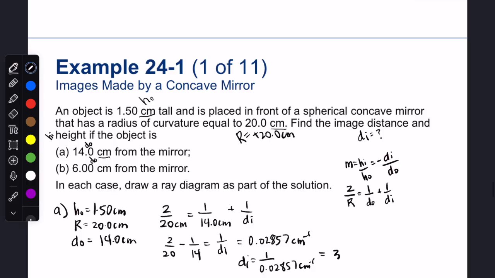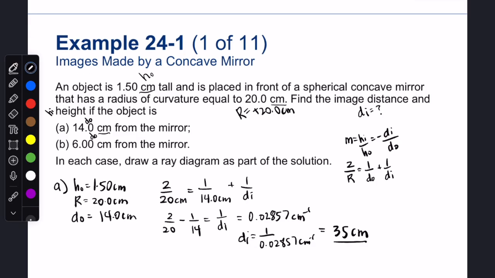That's 35. So the image is 35 centimeters from the mirror. And it's a positive value, isn't it? So that means it's on the real side of the mirror.